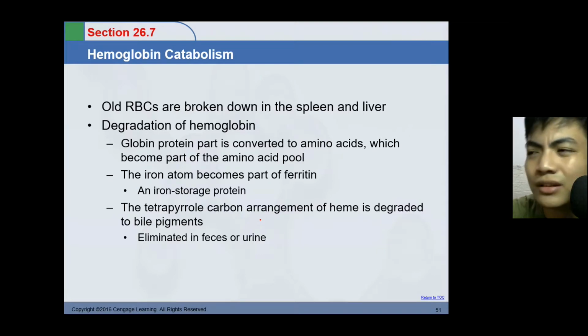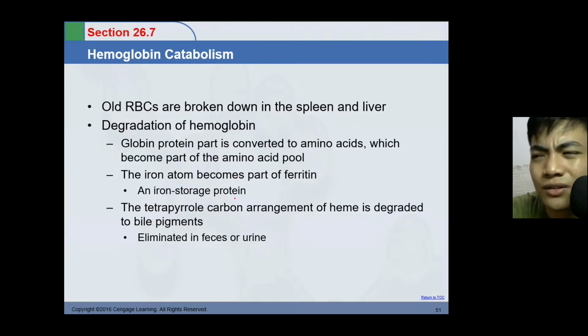So the globin protein, yung proteins ng ating hemoglobin, pwede siya ma-convert into amino acids and it will join the amino acid pool. So kumbaga, mare-recycle uli siya para ma-reform uli siya eventually. Yung iron naman that is included in the heme, pwede siya maging part ng ferritin. So the ferritin is an iron storage protein in the body.